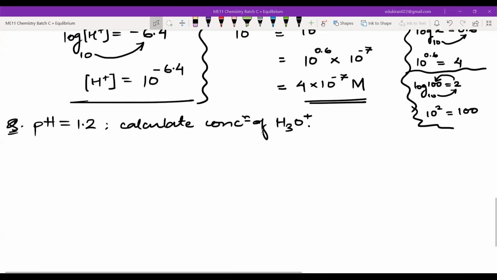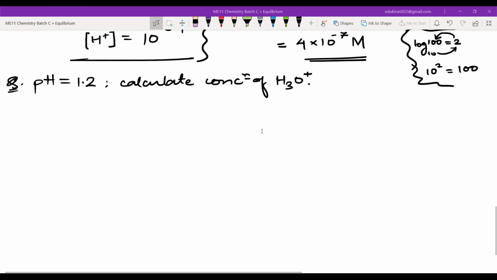So, what do you need to do now? Tell me. Should I approximate 0.8? It is nearest to which log? Log of 7, right? You got 1.2, no? So this will be minus log of h plus is equal to 1.2.